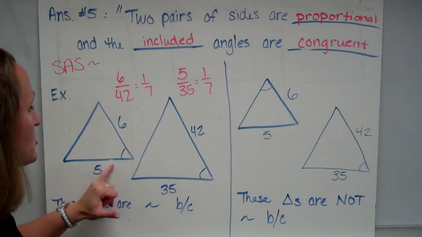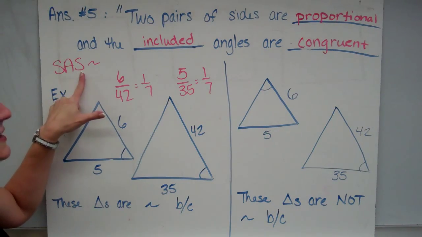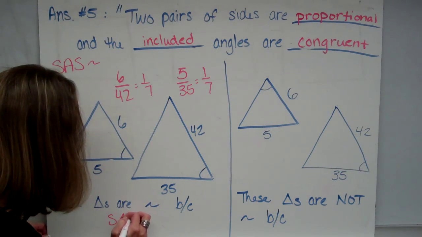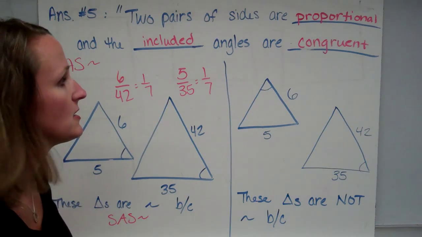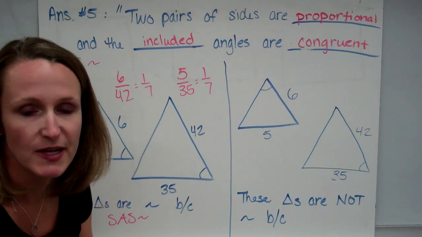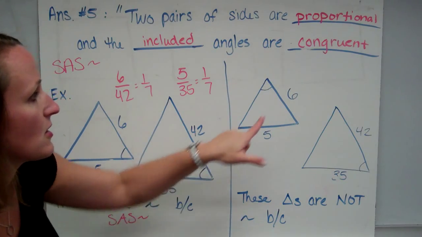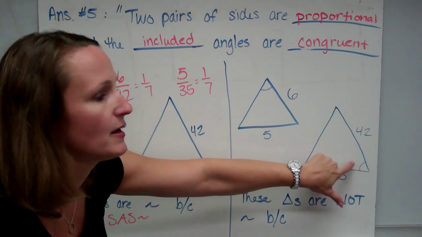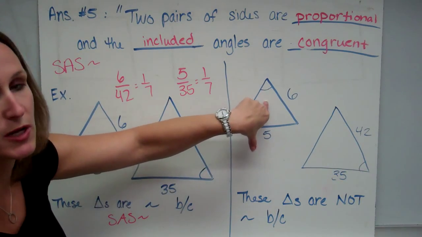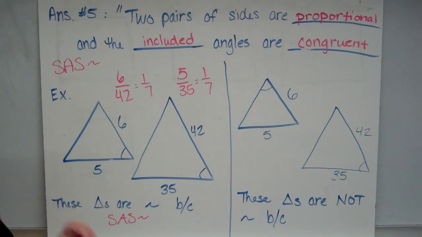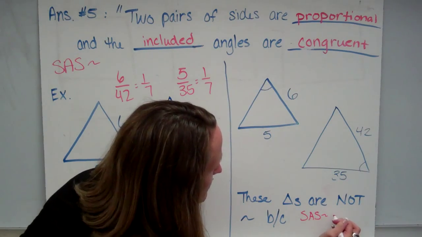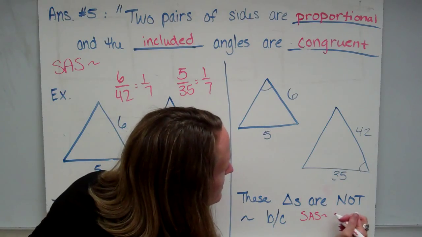So when we talk about this, your two sides and your angle, we call it side, angle, side similarity. So these triangles are similar because of the side, angle, side similarity postulate. So now let's look at these. I have the same numbers on my sides, so we already know that the sides are proportional. But look where my angles are. I have one here and one here. This one is the included angle, however, this one is not. So these triangles are not similar because of SAS. SAS similarity doesn't work.